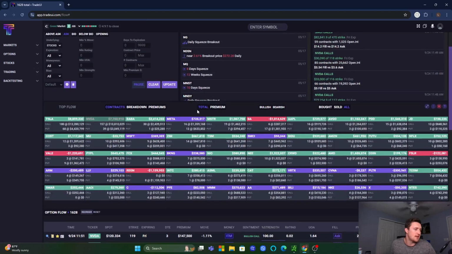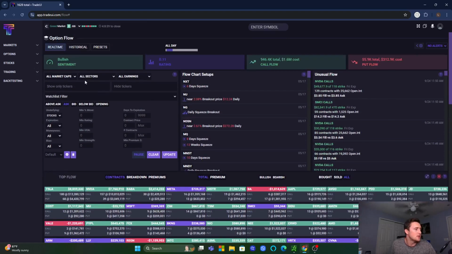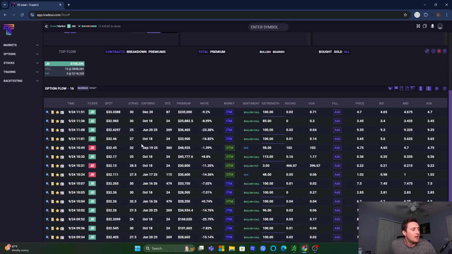So let's use an example where I can pull it up on the chart. If I type in ticker JD, JD had a lot of pre-market bullish data today, so that tells me this is a good bullish idea. So I'm looking for buying.